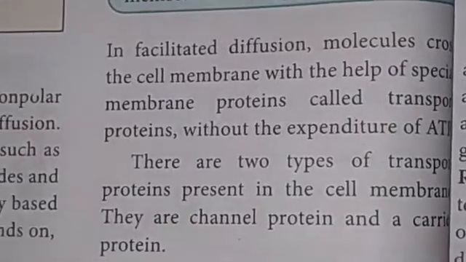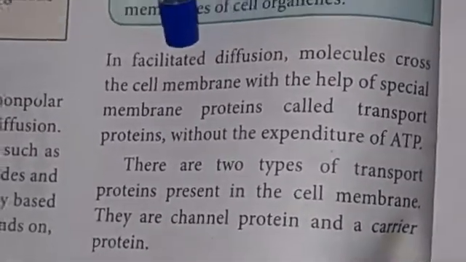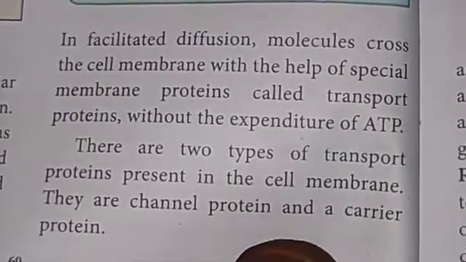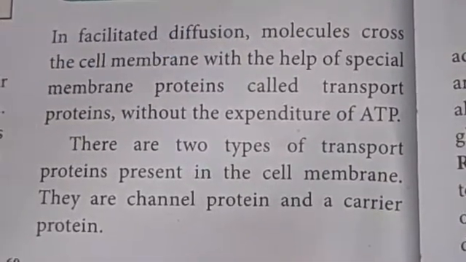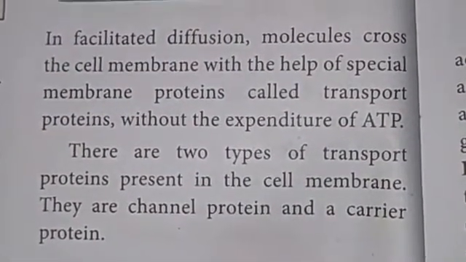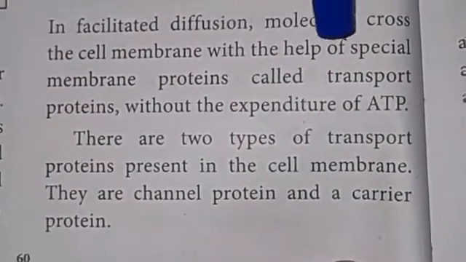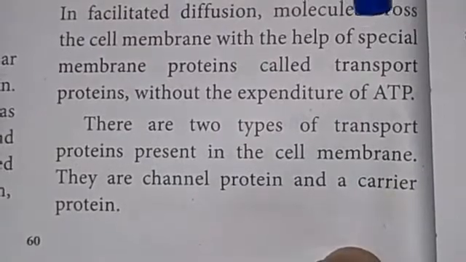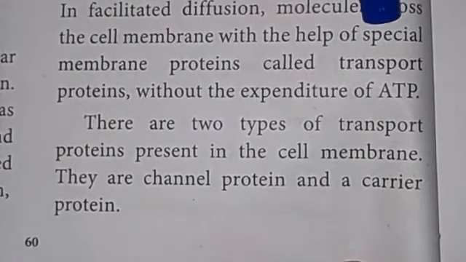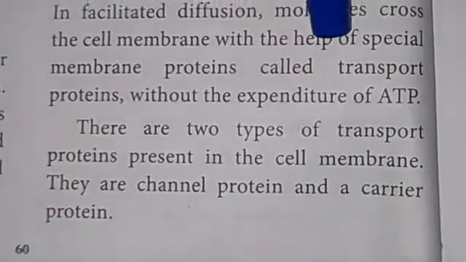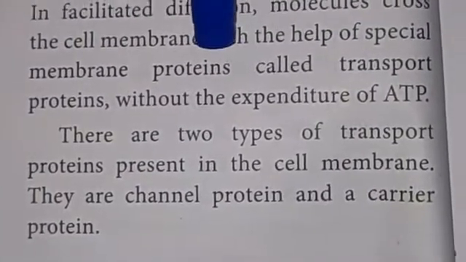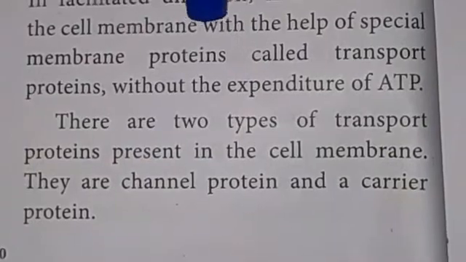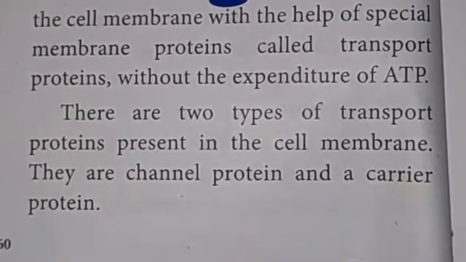In facilitated diffusion, molecules move across the cell membrane with the help of special membrane proteins called transport proteins, without the expenditure of ATP, that is, without the expenditure of energy. ATP is a high energy rich molecule, adenosine triphosphate. Without the involvement of energy, the transportation of larger molecules takes place through the proteins present in the cell membrane.